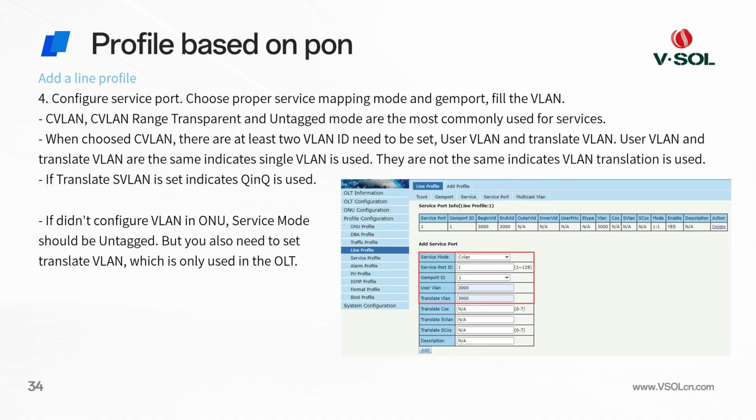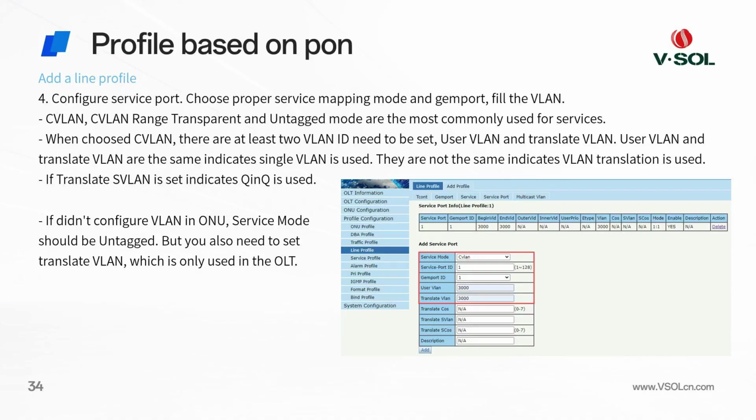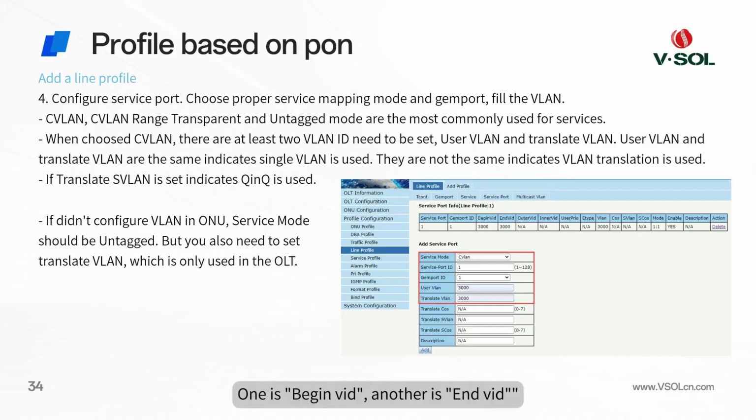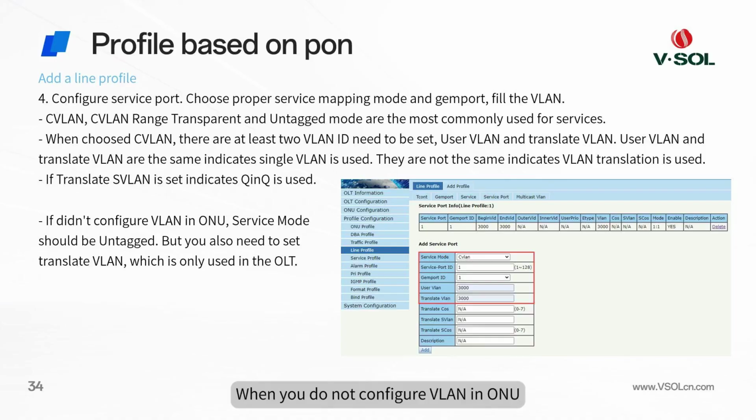If you choose CVLAN Range Transparent mode, there are two VLANs to fill: one is Begin Vid, the other is End Vid. You can fill in the VLAN range you want to set, and then VLANs in the range will all be transparent to the ONU. When you do not configure VLAN in the ONU, then the service mode needs to use untagged mode. And you also need to set the Translate VLAN, which is only used in the OLT.